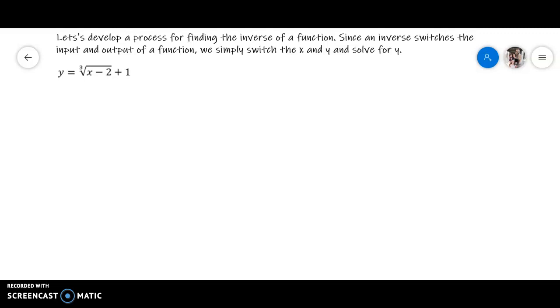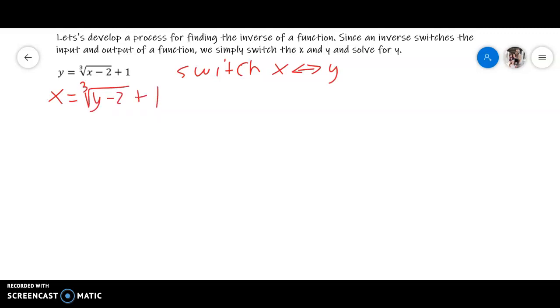So what does that look like? Well, it is what it sounds like. You switch x and y. So y is equal to the cube root of (x minus 2) plus 1. When I switch, the x becomes the y and the y becomes the x. So x equals the cube root of (y minus 2) plus 1.